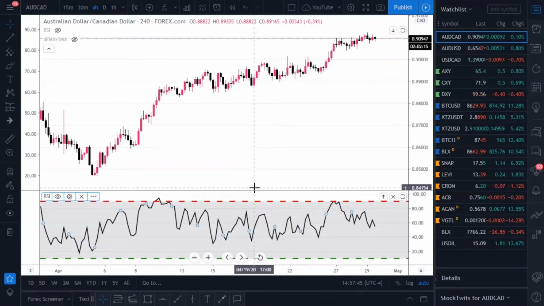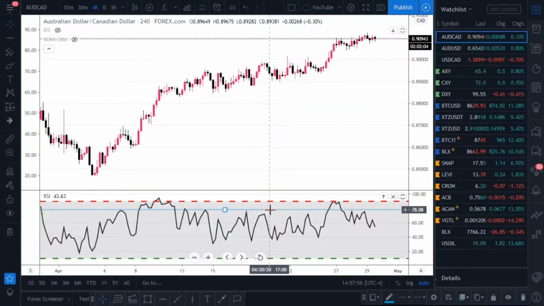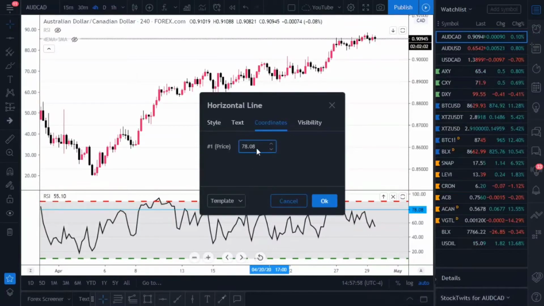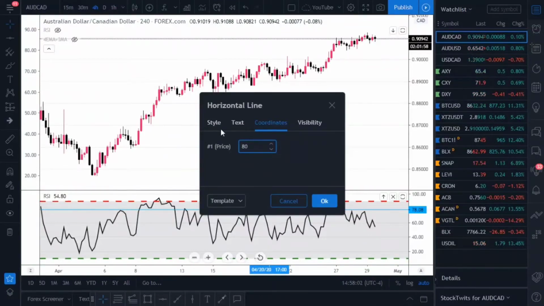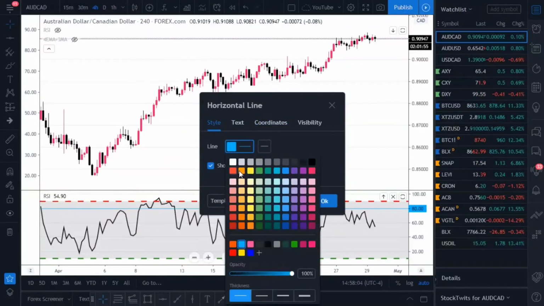Now the second thing that you need to do for your RSI is grab a horizontal line. You're going to put it on the chart, double click it, and you want this to be 80. And then for style, you want it to be red as well. And I'll make the line thicker for the recording.